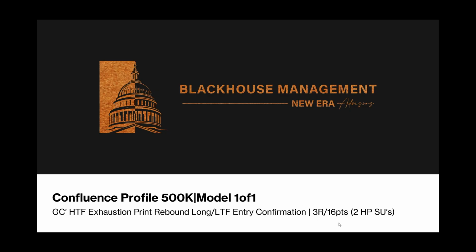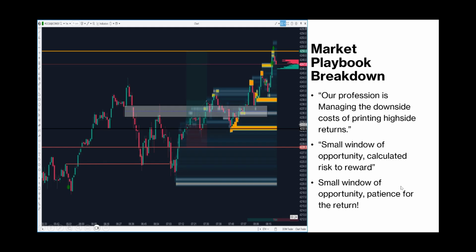Now, here at Black House Management, we only trade two assets, both commodities. The first, leading primary asset is GC, and the secondary asset that we trade is CL, which is crude oil. So let's go ahead and get down into it. The market playbook breakdown.